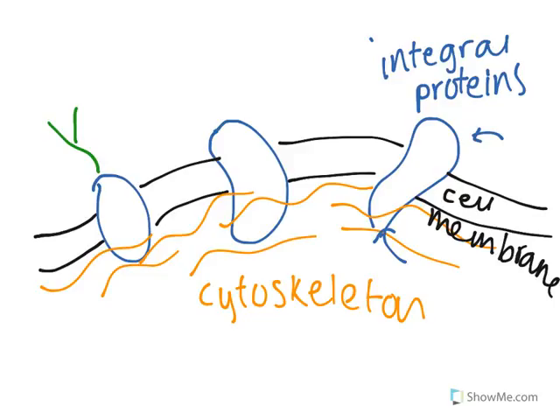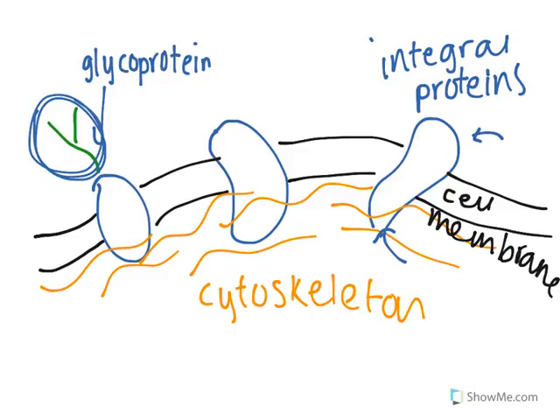Over here, there's another important type of membrane protein called a glycoprotein. And you can identify these by the carbohydrate that they have on them. So this one right here has a carbohydrate on the end of it. And glycoproteins are often known to help with identifying cells, or just cell recognition and cell communication.